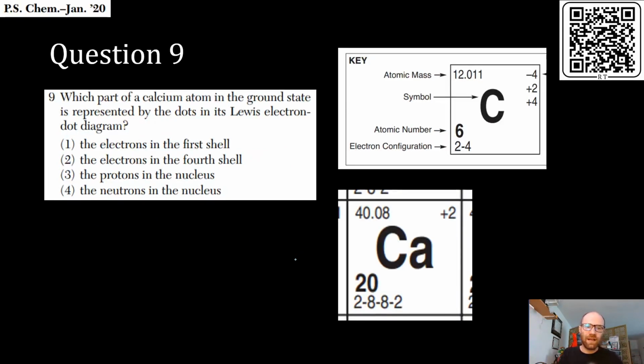Which part of a calcium ion in the ground state is represented by the dots in the Lewis dot structure? So we've got our electron configuration there. So we're talking about electron dot diagram. I figure electron and electron, that would be a good place to look on your periodic table. And here we've got the symbol for calcium. So I see that our electron configuration is 2-8-8-2.